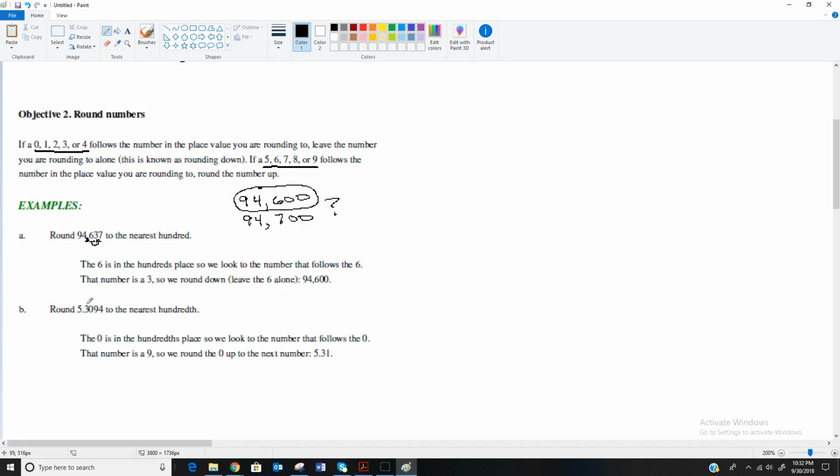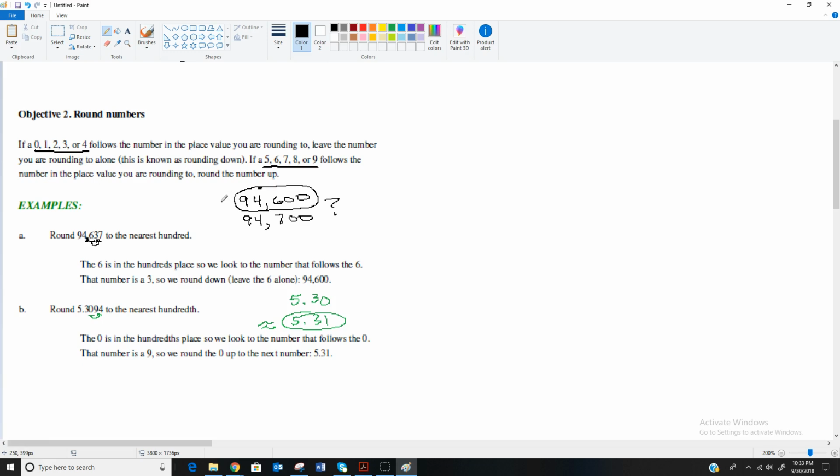So round 5.3094 to the nearest hundredth. So the nearest hundredth is tenths, hundredths. That's right here where the 0 is. And so we look at that 0 and we look at what's to the right. Well, there's a 9 there. So we need to decide, is 5.3094 closer to 5.30 or closer to 5.31? Well, with this being 309, it's definitely closer to 5.31. And so rounding that would give you approximately 5.31.